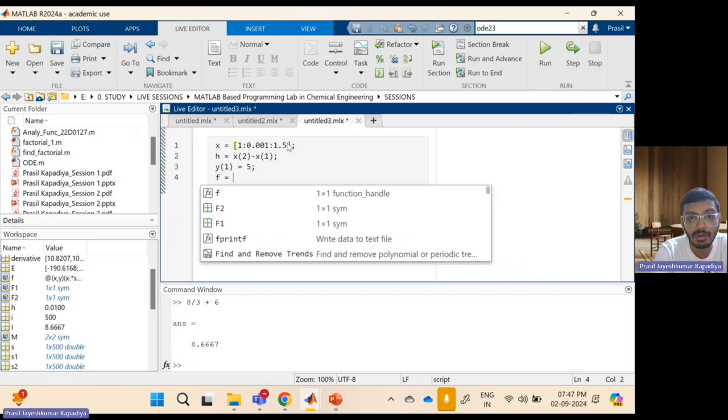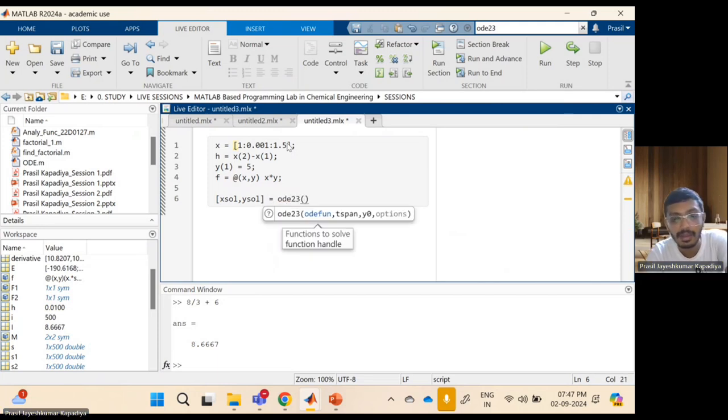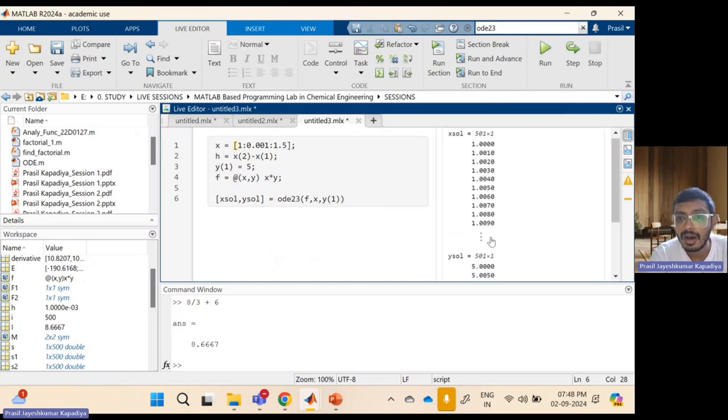My function f is equal to @(x,y), and my equation is x into y. I will write my solution as x sol, y sol, is equal to ODE23, my function f, my value of x, and my value of y of 1. If we solve this, we can see the solution that we get.